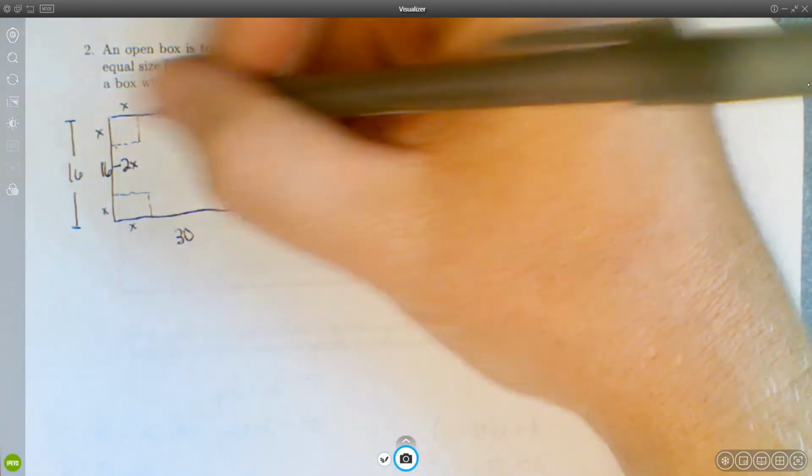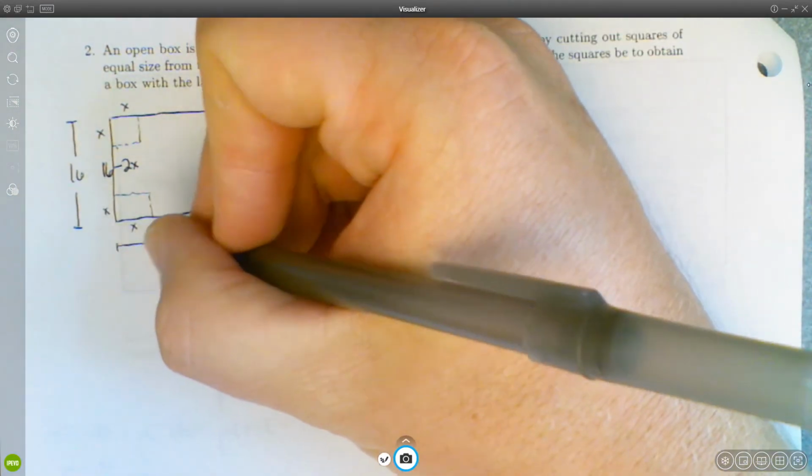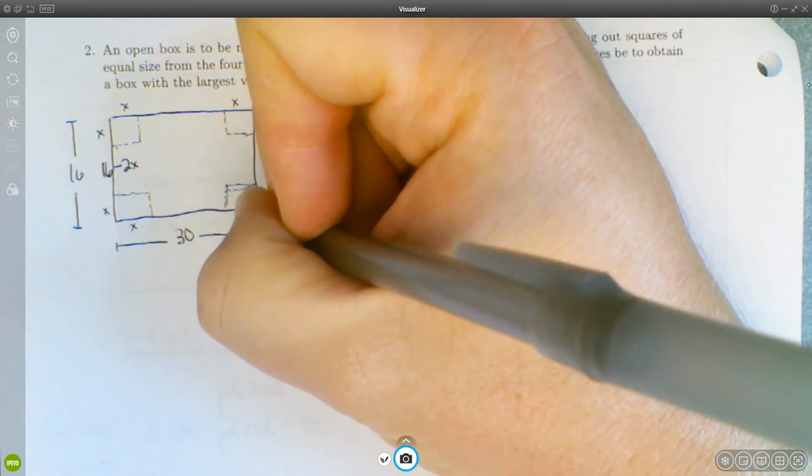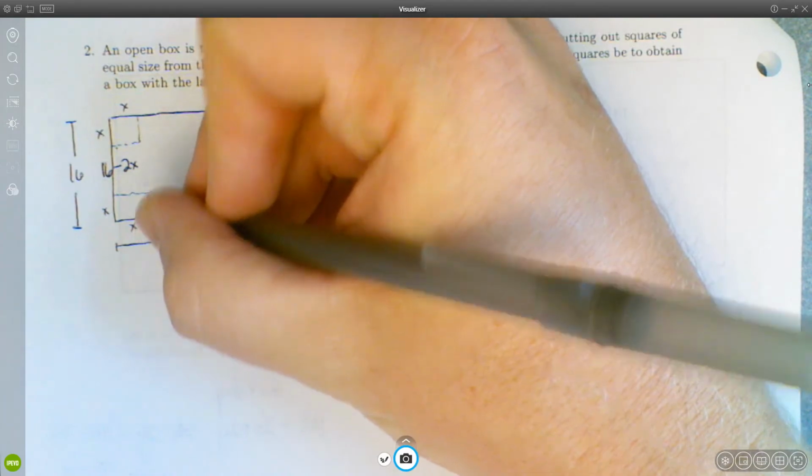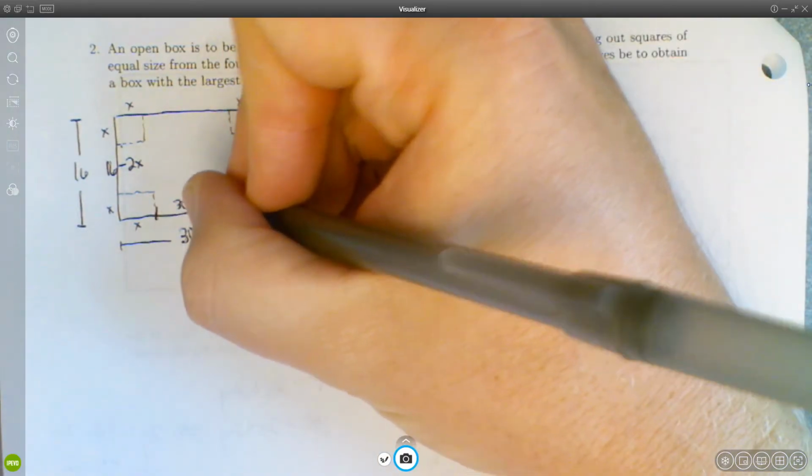What about this one? Well, we know that from here to here is 30. So just this little piece right here to get us from this to this would have to be 30 minus 2x.